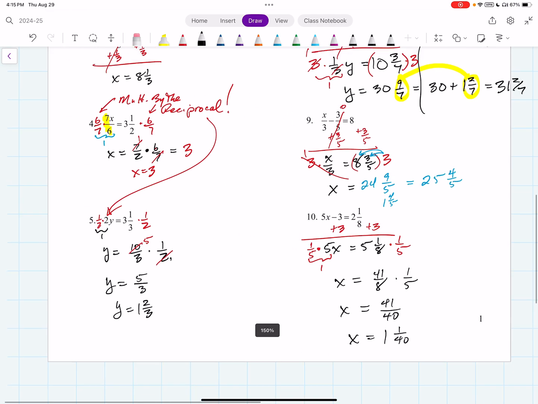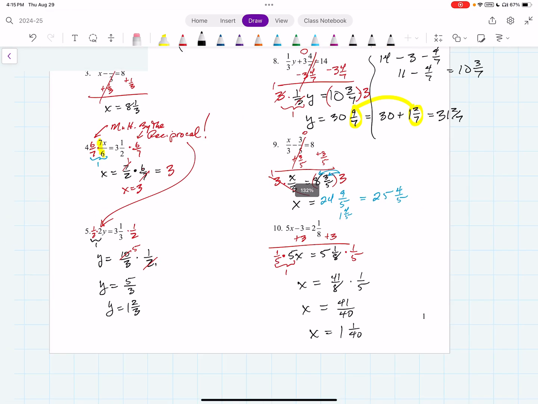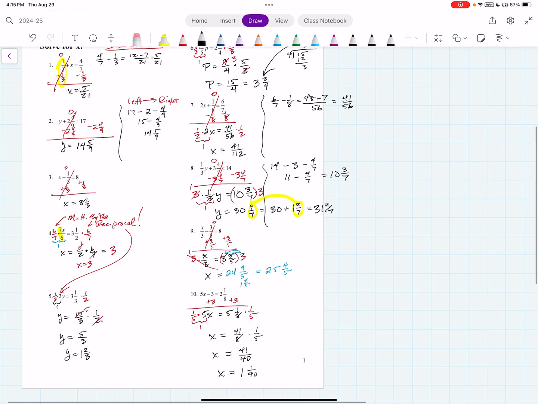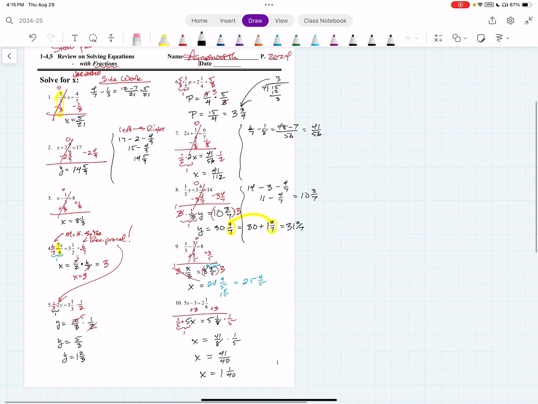There we go. And there you have it, my friends. There's the entire review on the first 2 lessons of solving 1 and 2 step equations. So do yourself a favor, practice each one until you can do it easily. Keyword: practice, practice, practice, and then get good.